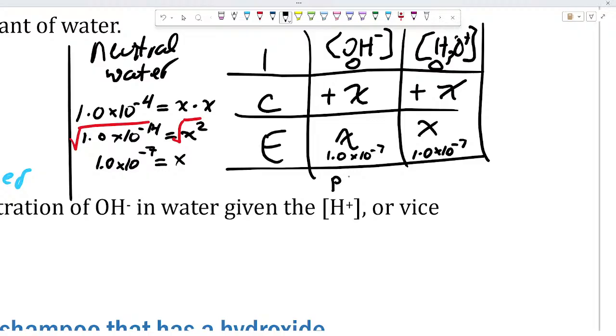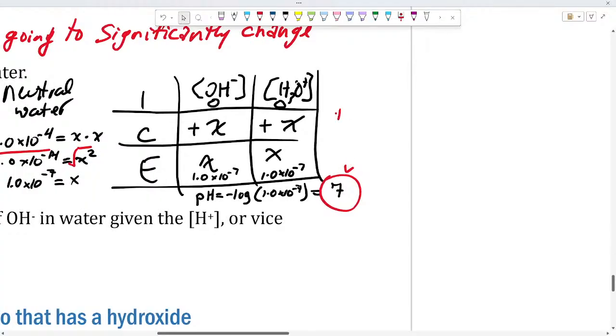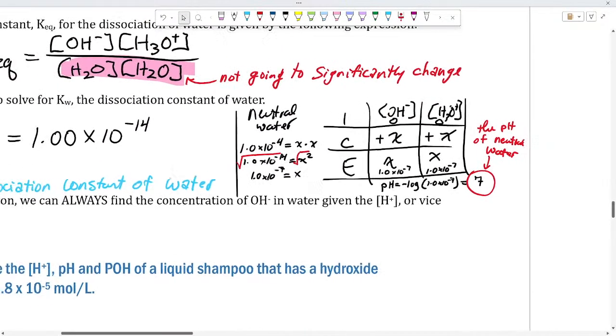And let's quickly calculate the pH of that. It would be the negative log of 1.0 times 10 to the negative 7, which would be 7. So that's why the pH of neutral water is 7.